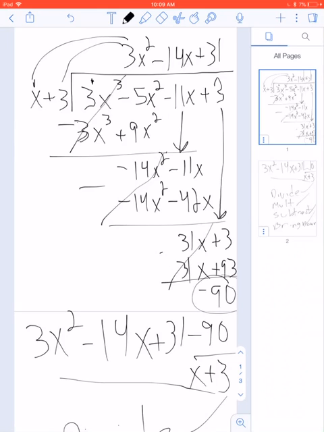Also, just a quick note from yesterday. Yesterday I was kind of tight for space and I'm writing with my finger. But do make sure your place values line up, right? So if you're dividing x cubed by x, don't write 3x squared in this first space here. It doesn't belong there. It belongs lined up over the x squared. All right?